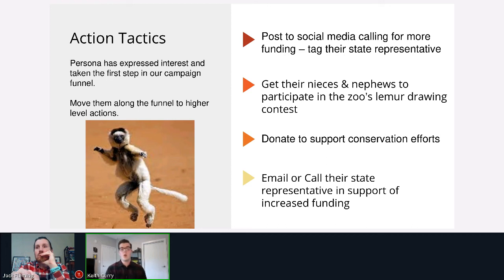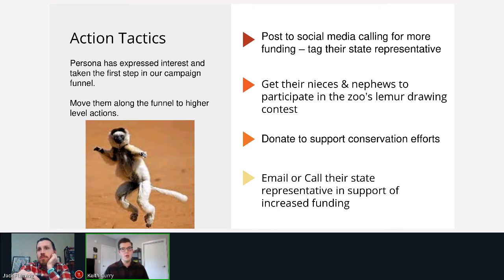So after you've done awareness, you have your persona, they're aware of the issue, and they want to get signed on and get involved, then you could start moving into action. So the goal is the persona has expressed interest and has taken the first step in our campaign funnel. So you might have heard of a communications or marketing funnel before, and if you have not, that is perfectly fine too. When talking about campaigns and moving the personas through your campaigns, it's often called a campaign or communications funnel, where the top of it is more broad actions that you want them to take.